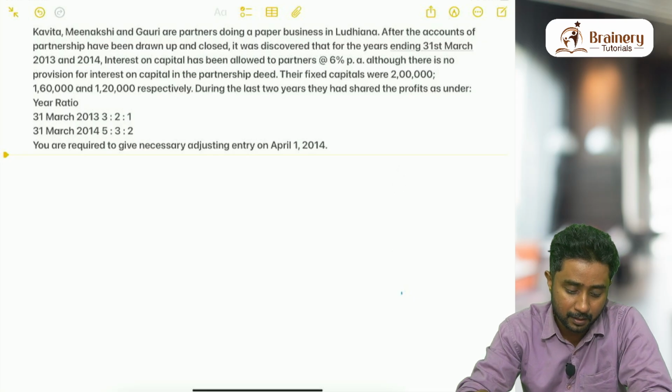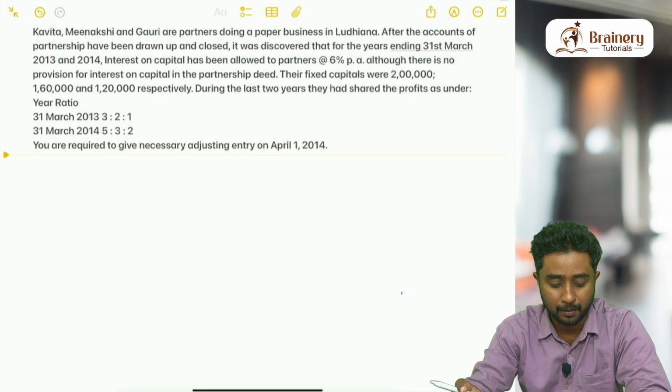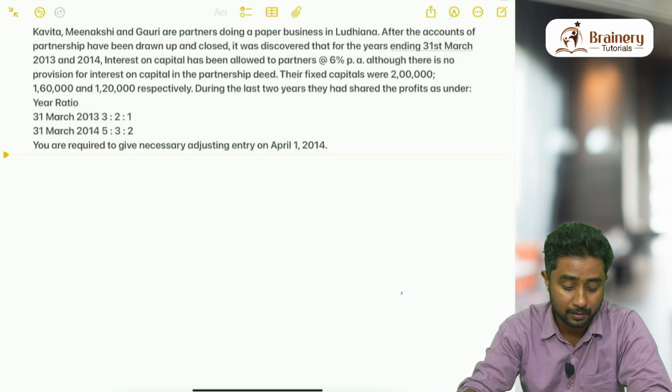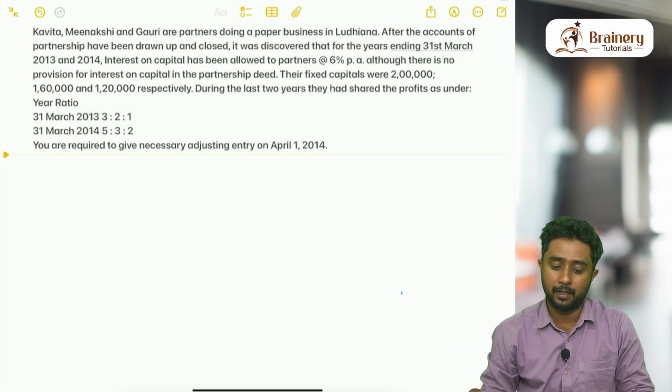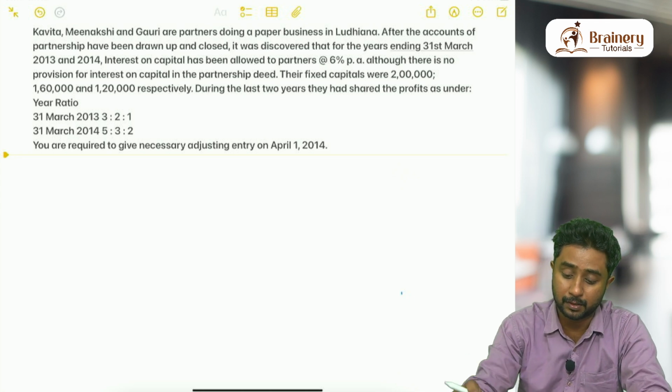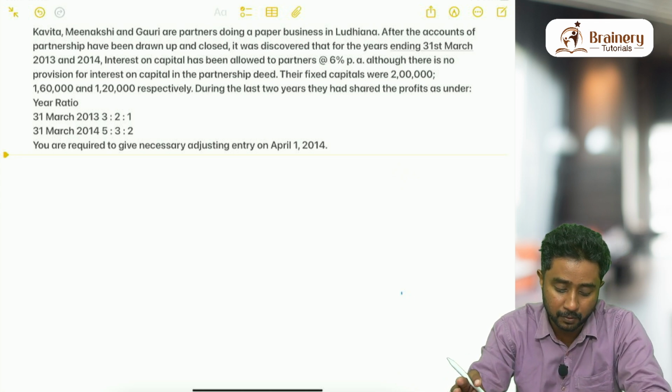So as you can see, three partners are there, K, M and G. I'm not taking their names fully, just the first letter is enough. K, M and G are partners doing a paper business in Ludhiana. After the accounts of partnership have been drawn and closed, it was discovered that for the years ending 31st March 2013 and 2014, interest on capital has been allowed to partners at the rate of 6% per annum, although there is no provision for interest on capital in the partnership deed. Their fixed capitals were 2 lakhs, 1 lakh 60 and 1 lakh 20 respectively. During the last 2 years, they had shared the profits as under.